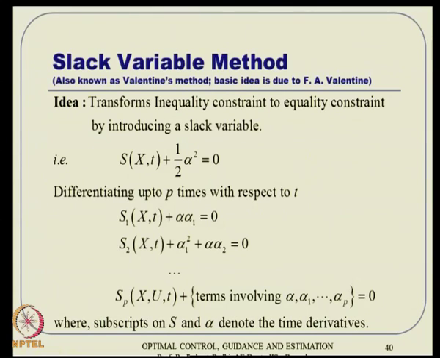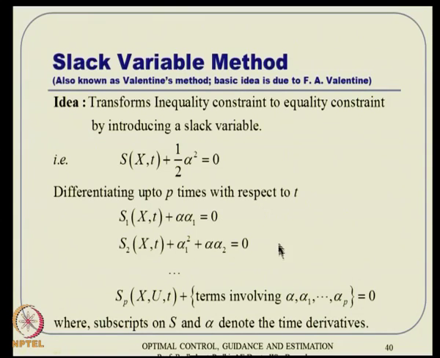Now, we start differentiating this expression. Obviously, s dot is written as s1, s double dot is written as s2 like that. If you take the first time derivative, because it is identically 0, the right hand side will be 0, and the left will be s1 plus alpha times alpha 1, alpha times alpha dot rather, equal to 0. Then take the second derivative, it will happen to be like that, and continue up to the pth derivative. Here terms will involve alpha dot, alpha double dot, or alpha 1, alpha 2 up to alpha p. So, it will contain the 0th order derivative of alpha up to the pth order derivative terms.